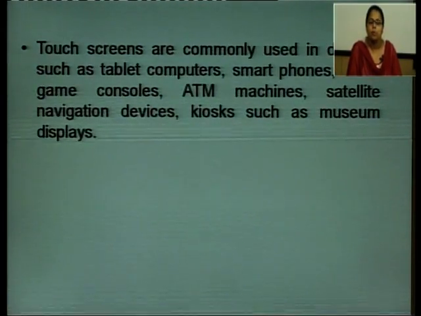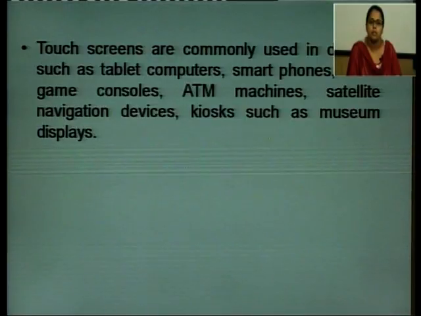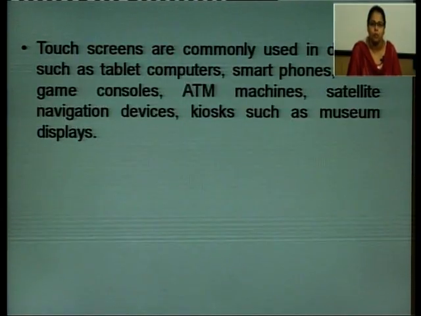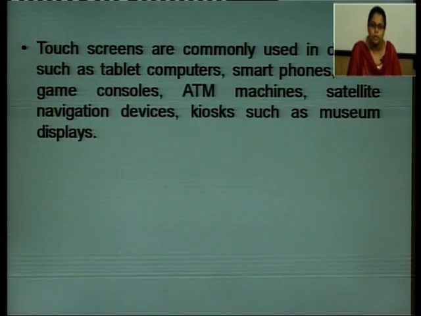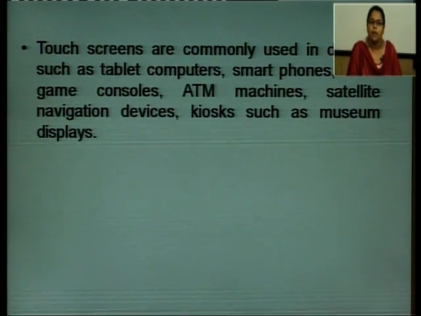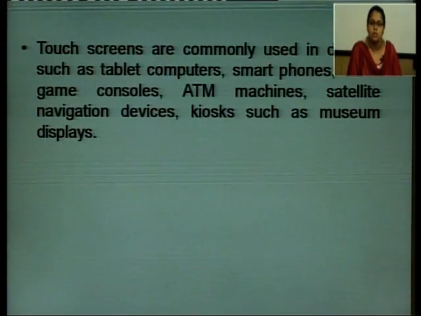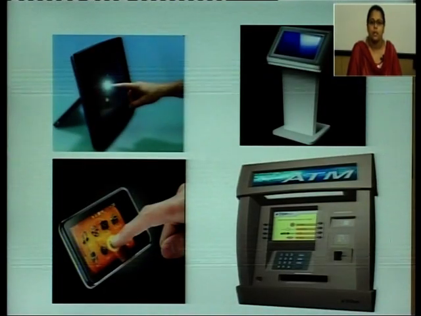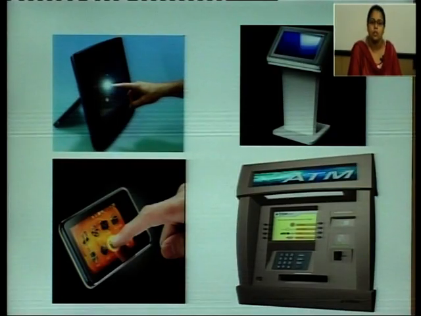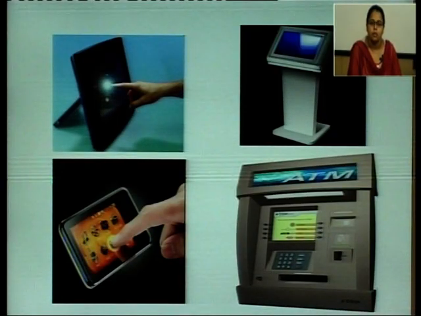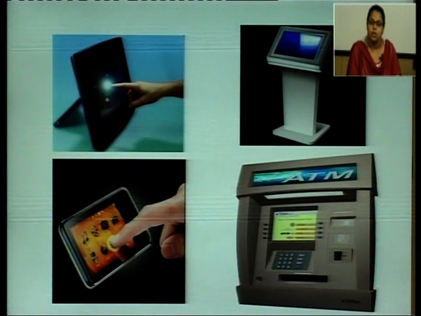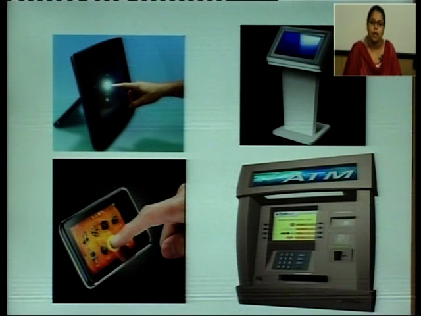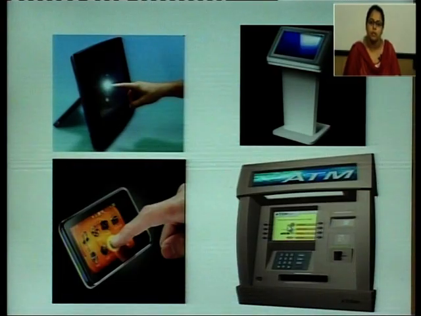Touch screens are commonly used in devices such as tablet computers, that is tabs. They are also used with smartphones, video game consoles, ATM machines, satellite navigation devices, and kiosks such as museum displays. So these are the diagrams or the pictures which show the various uses of the touch screens, like your monitor, your kiosk, your mobile phones, and finally your ATM machine.